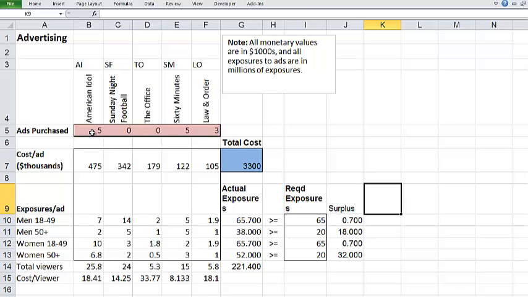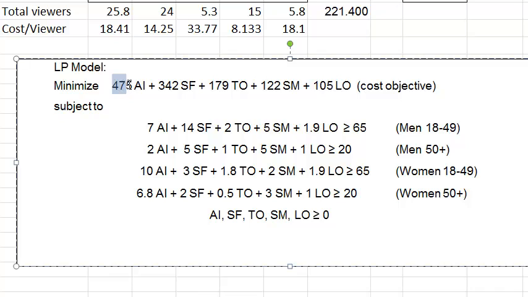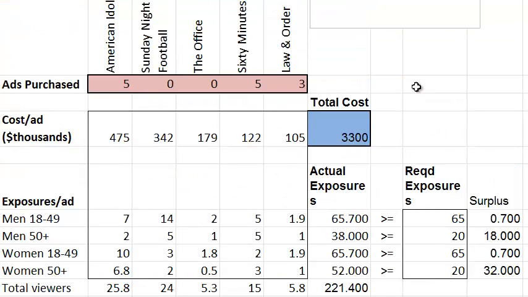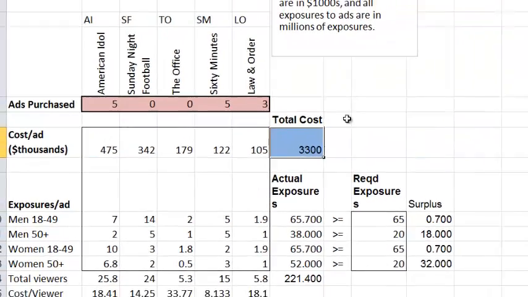Remember here, the decision variables represented numbers of ads to purchase on these different TV shows. And the objective was to minimize the total cost. So the coefficients here were the unit cost, that is cost per ad, and it was actually in thousands of dollars. So 475,000, 340,000, and so forth. So here we got the objective coefficients, and here's the total cost we want to minimize.